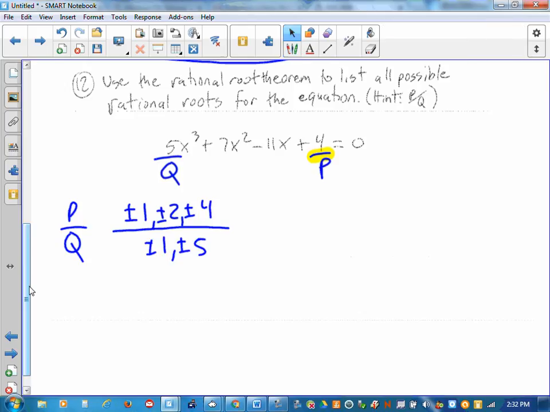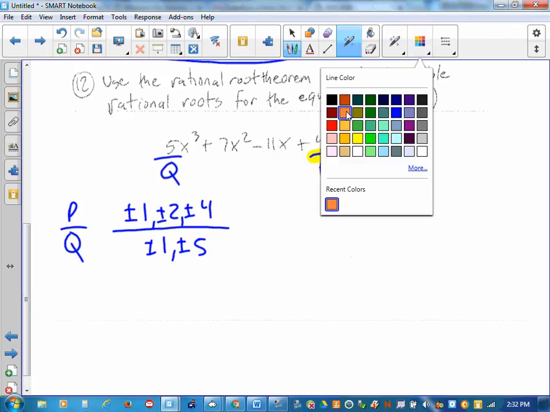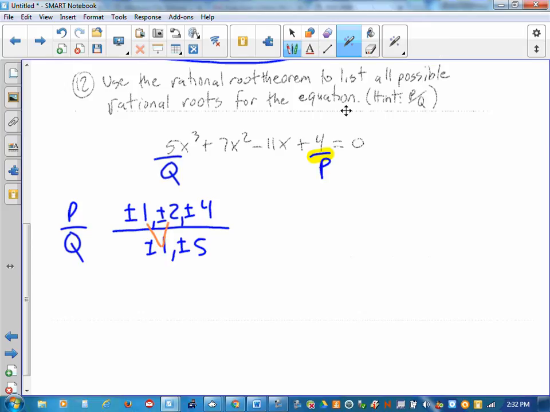Now we're going to divide. Let me do the magic pen here. Pen, magic, color, orange. We'll make it orange for Halloween. So I'm going to divide 1 into each one of the numbers on the top. So I'm going to do 1 into 1, 1 into 2, 1 into 4. When you get done doing that, then you're going to do 5. Divide 5 into each one, and that'll generate all of my likely guesses.